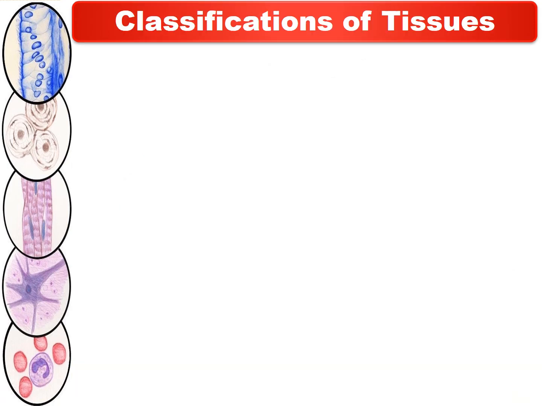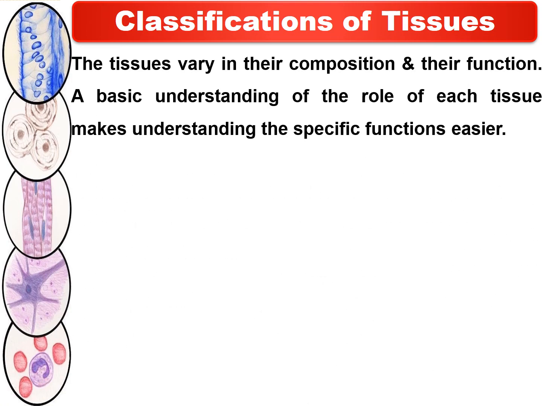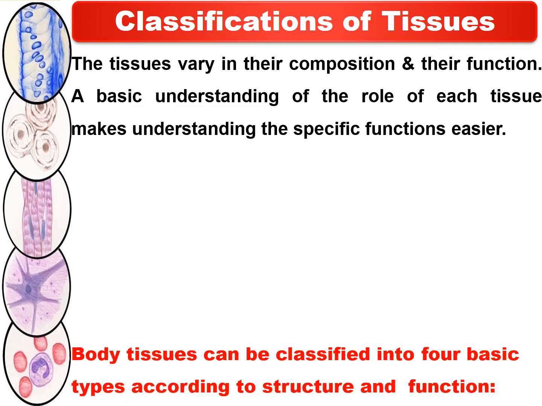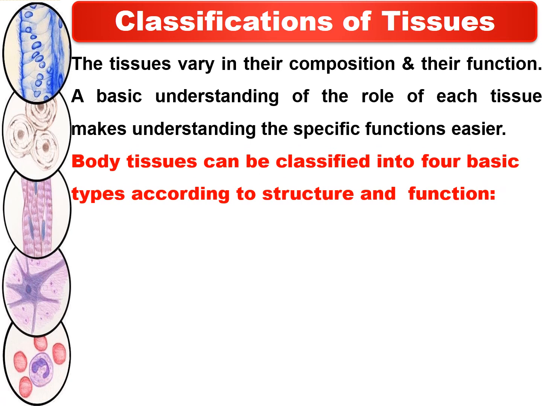Now let us discuss the classification of the tissues. The tissues vary in their composition and their function. A basic understanding of the role of each tissue makes understanding the specific functions easier. The body tissues can be classified into four basic types according to their structure and functions. The first class of tissue is the epithelial tissue. Epithelial tissue lines the hollow cavities of the body and covers the surfaces.